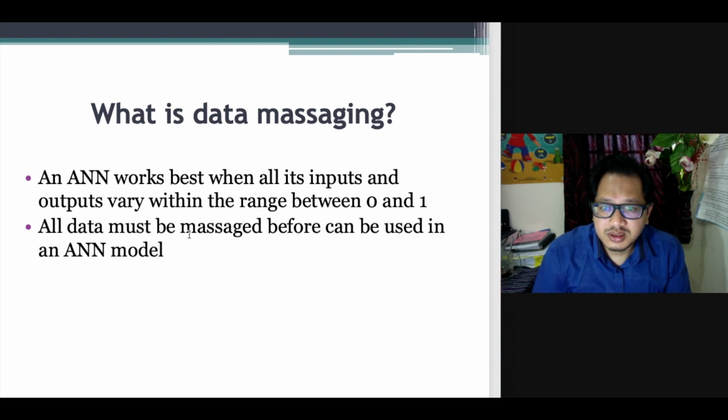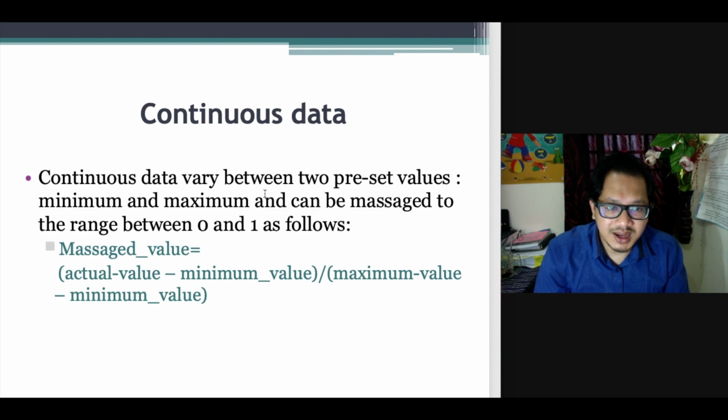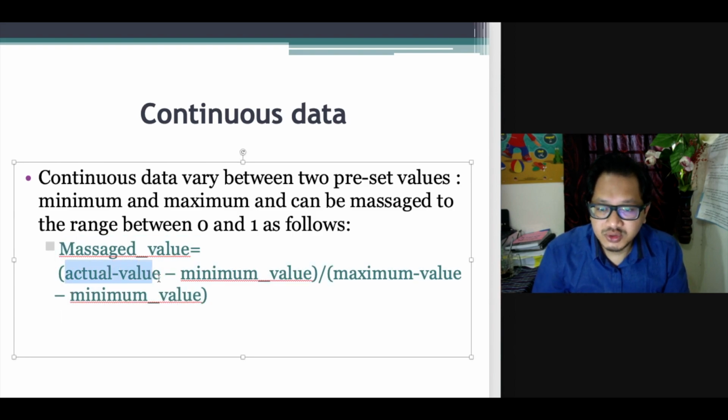All the data I mentioned before can be used in an ANN model, but it works best in 0 and 1. You need to normalize and standardize it first. For continuous data, to make it between 0 and 1, you use this equation: the actual value minus the minimum value, and then divide by the maximum value minus the minimum value. So you will get 0 point something. So it will be between 0 and 1.